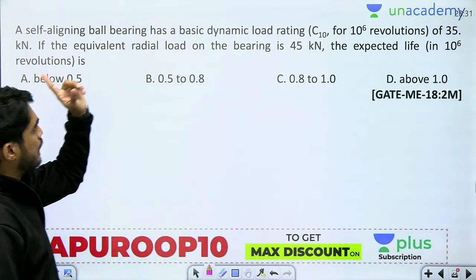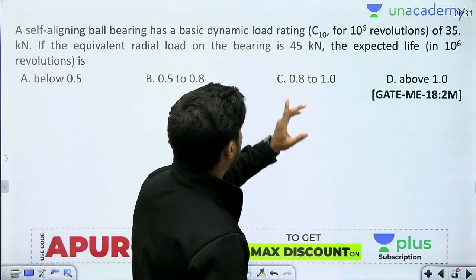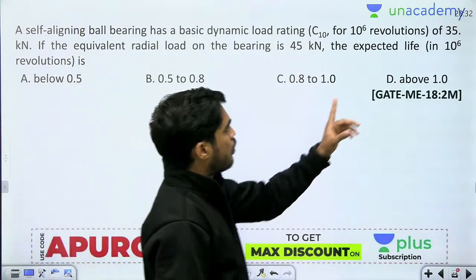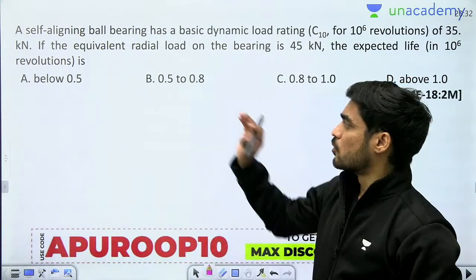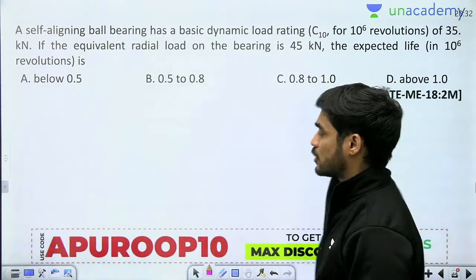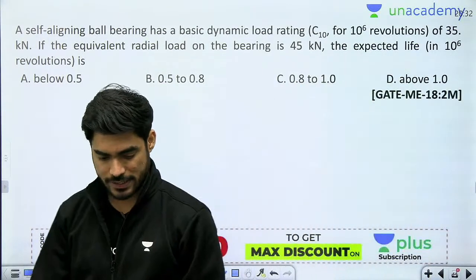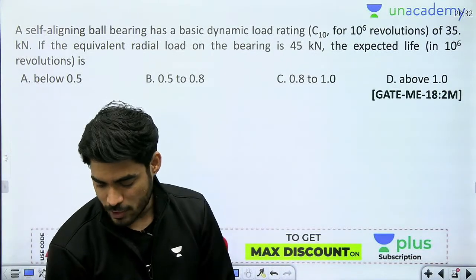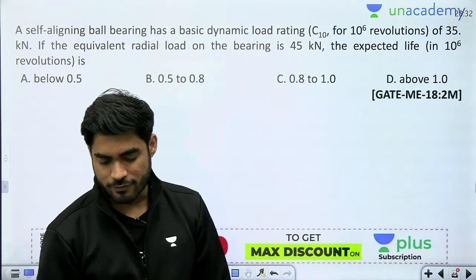A self-aligning ball bearing has a basic dynamic load rating. Dynamic load rating मतलब load carrying capacity of 35 kilonewton. If the equivalent radial load is 45 kilonewton, the expected life in million revolutions is? Million revolutions में what will be the life of the bearing?